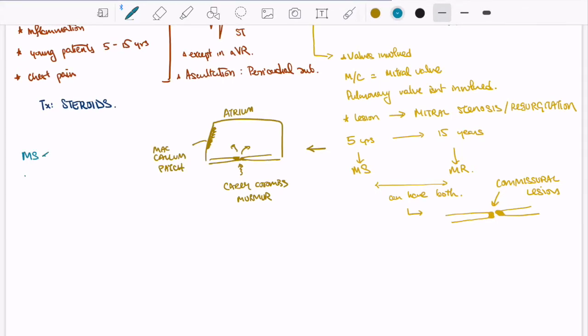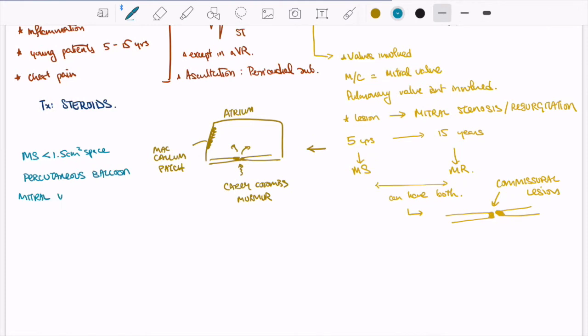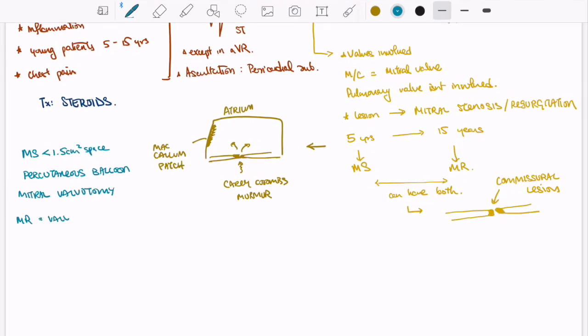Mitral valve disease is usually treated with surgery. If the valve area is less than 1.5 square centimeters, a percutaneous balloon mitral valvotomy is done. For mitral regurgitation, a valvuloplasty or a prosthetic valve is given.